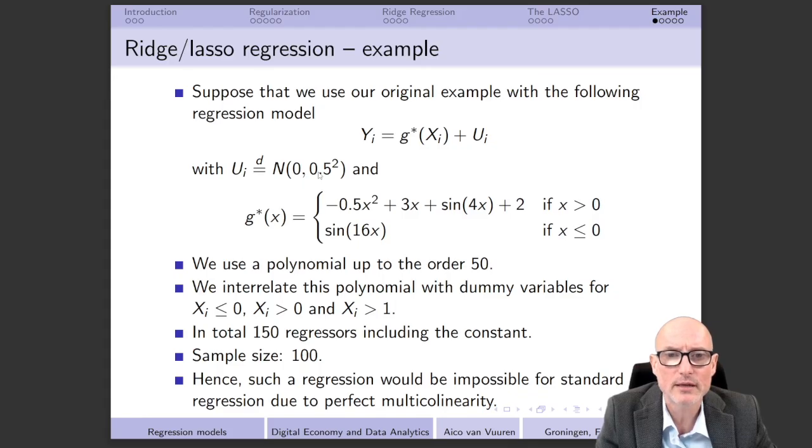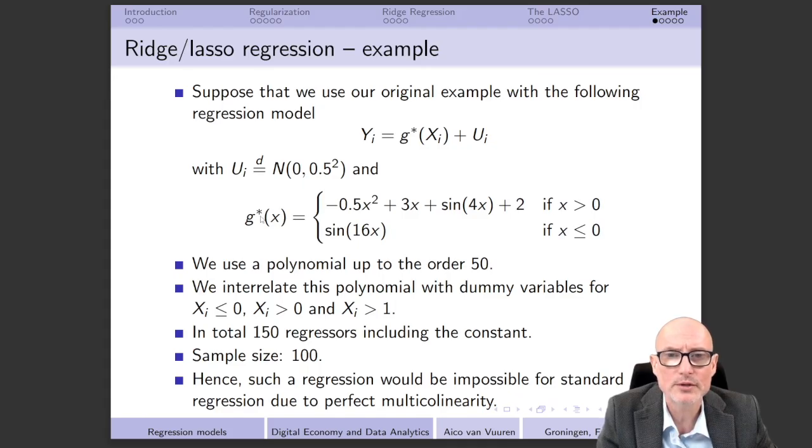In addition to that, even though not written on this particular slide, we still assume that xi is uniformly distributed between -1 and 2. Then the question arises, what about g star of x? Well, g star of x is equal to -half x squared plus 3x plus the sine of 4x plus 2, in the case that x is strictly larger than 0. That's what we already had, so there is no difference from what we have seen before.